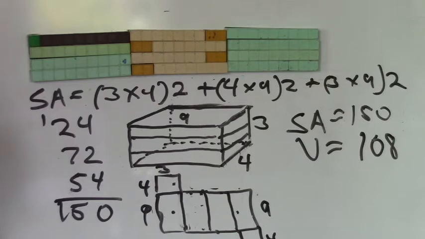Area is like the top. Area is length times width. Yeah, length times width gives you area. Length times width times height gives you what? It gives you volume. Very good.